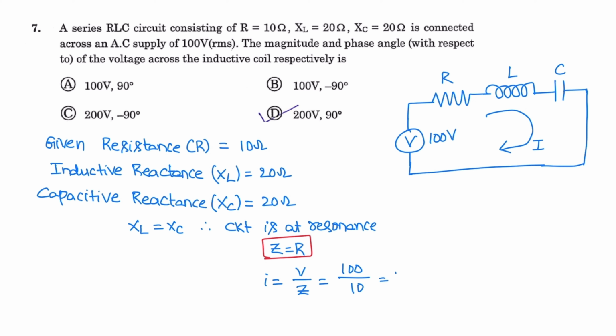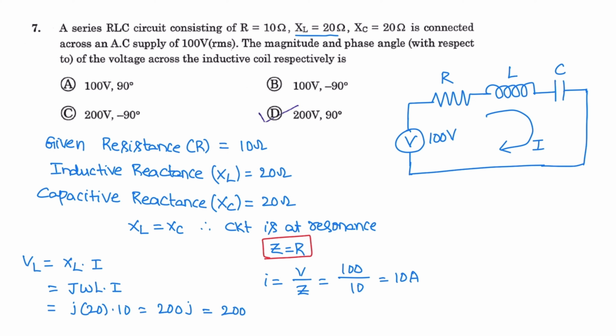Now the voltage across the inductor, VL, is equal to the inductive reactance XL into current I. So XL is equal to j omega L, into I. In the question, the inductive reactance XL is given as 20 ohms. So that is j20 into the current, which is 10. So 200j. It can be written as 200 at an angle of 90 degrees.